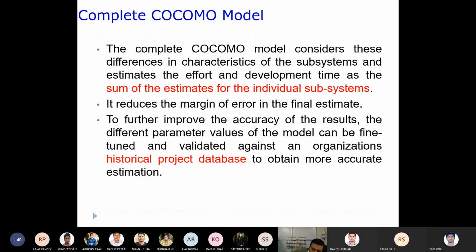To further improve the accuracy of these results, if you have historical project data available in the organization, say some subsystem has already been developed, considering a certain number of parameters of the model, you can fine-tune. That is how we come up with better accuracy.